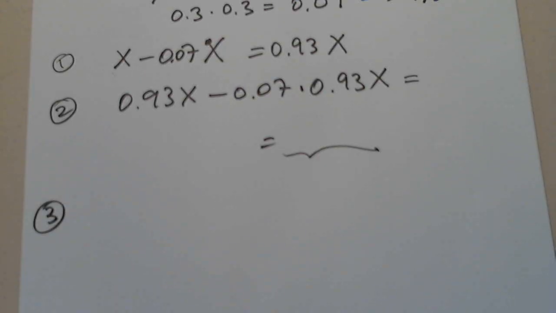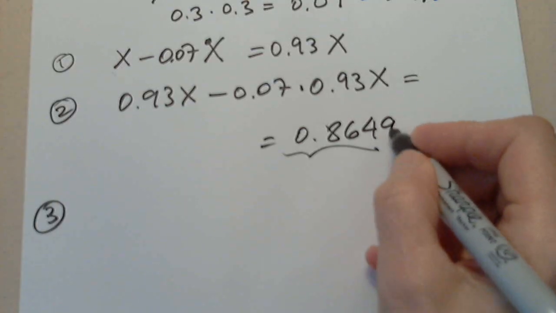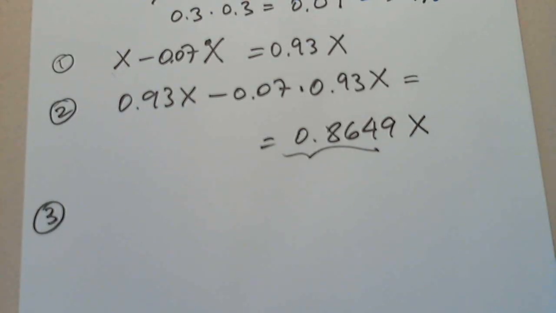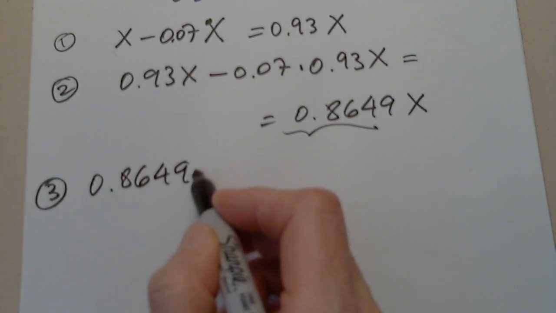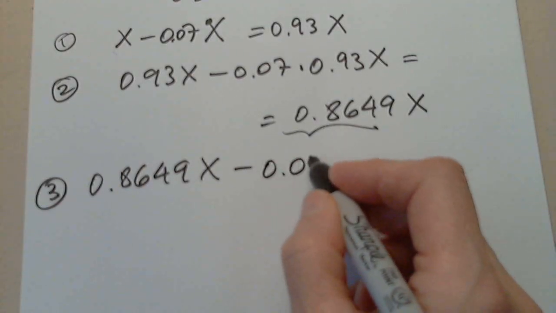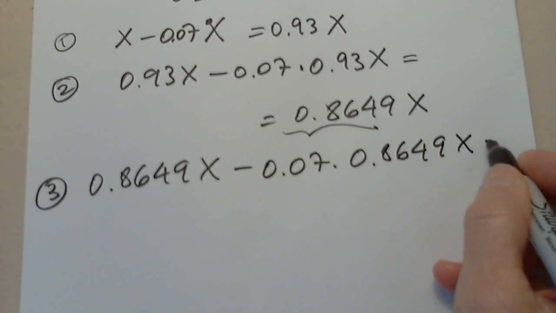So 0.93 minus 0.07 times 0.93, and this is 0.8649x. The third time, from 0.8649x, I subtract 0.07 of 0.8649x.